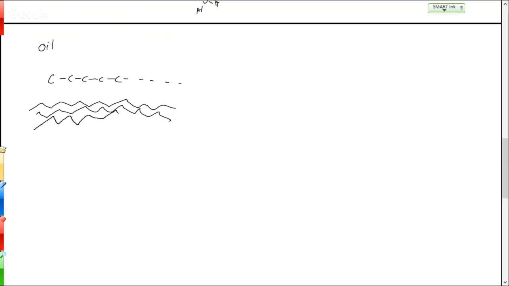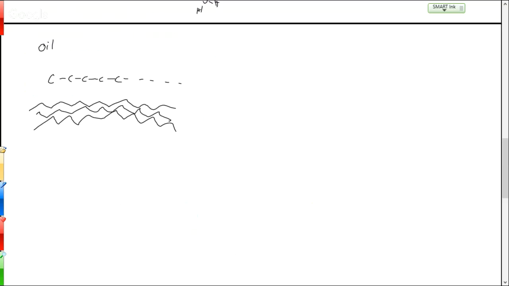So if we said something like oil, which is a bunch of carbons and hydrogens in a long chain, we're just going to approximate it by drawing this big zigzag, because that's kind of what it looks like. We're going to call that oil. Just think of a bunch of carbon atoms connected with hydrogen surrounding it.